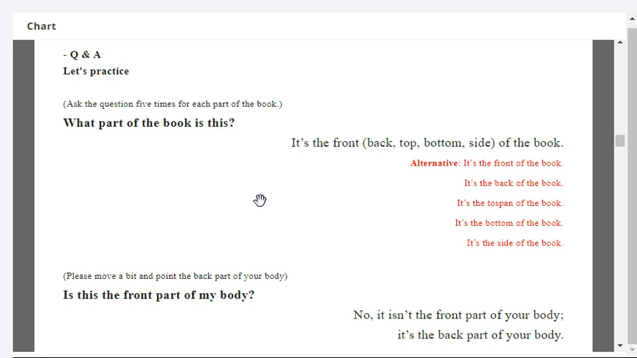What part of the book is this? It's the bottom of the book. What part of the book is this? It's the back of the book. Very good.